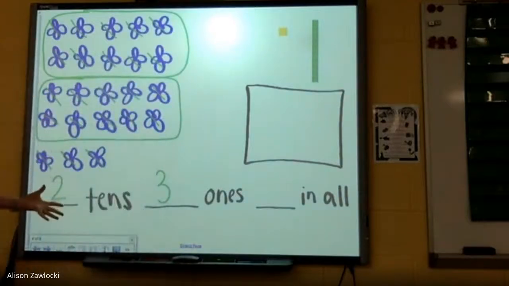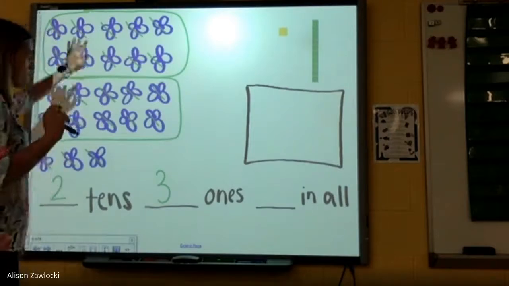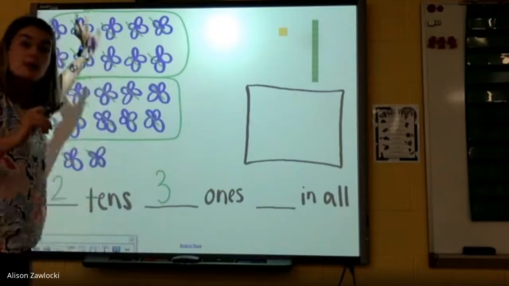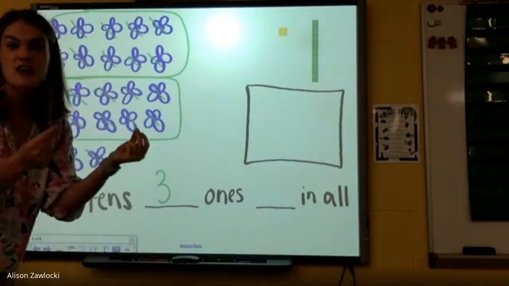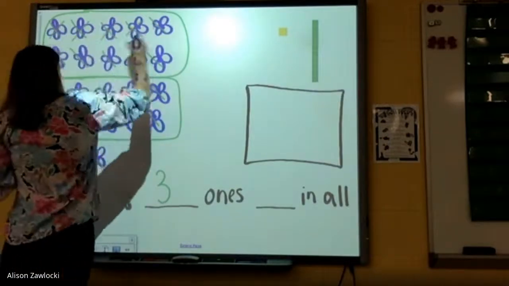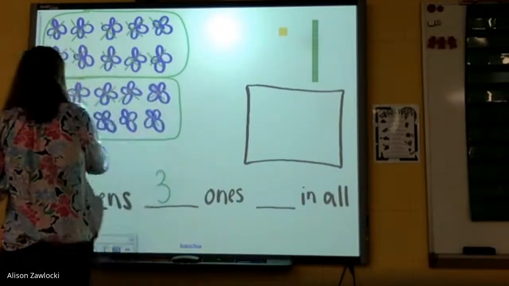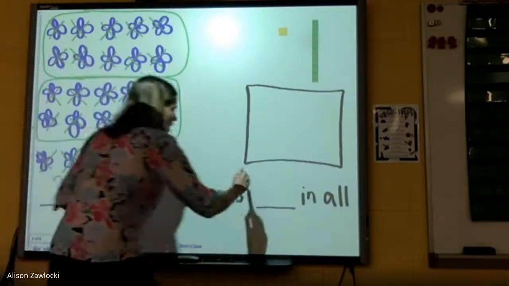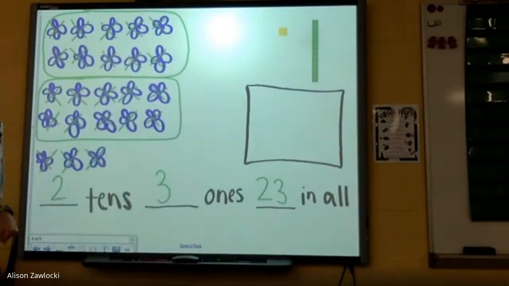And in all, I'd like to show you something kind of cool. So I want to go back just to show you that once we count all of our objects, it gets a certain number. And then I can show you a trick to how to get that number really quickly. So let's count these together. 1, 2, 3, 4, 5, 6, 7, 8, 9, 10, 11, 12, 13, 14, 15, 16, 17, 18, 19, 20, 21, 22, 23. Oh, 23 in all. What do you notice, boys and girls?